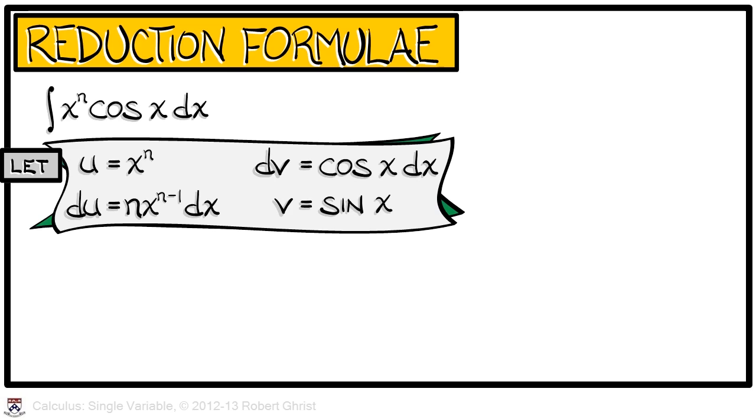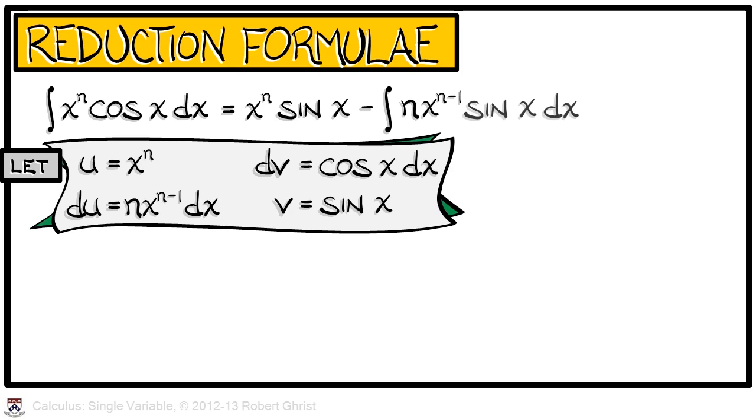The integration by parts formula gives what? u times v, that's x to the n, sine of x, minus the integral of v du. That gives n times x to the n minus 1 times sine of x dx. Pulling out the n gives us something that is maybe a little simpler, but it's still of the form x to some power times sine of x.